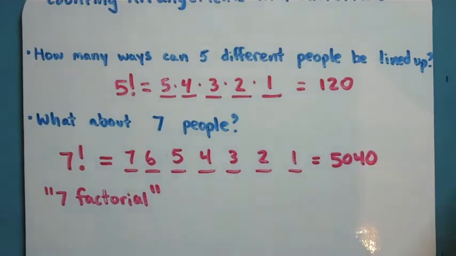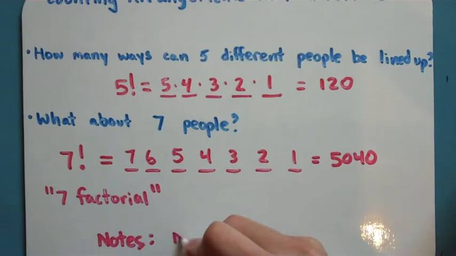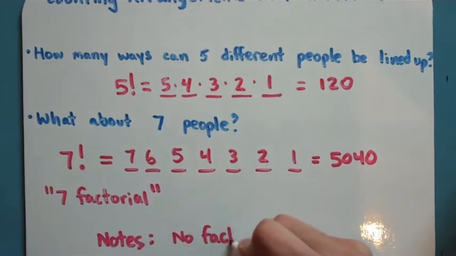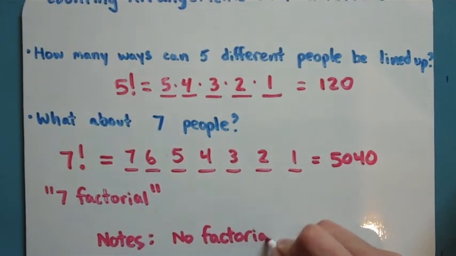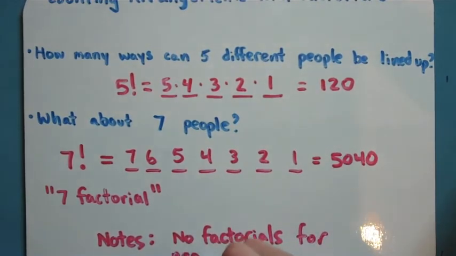As far as factorials go, you can take the factorial of any whole number you want. Notes to write down though. You're not allowed to do factorials for negatives or decimals.